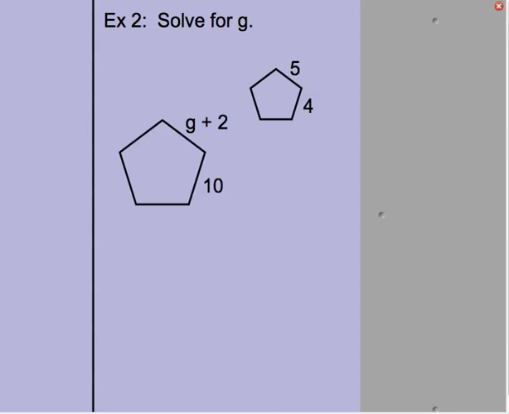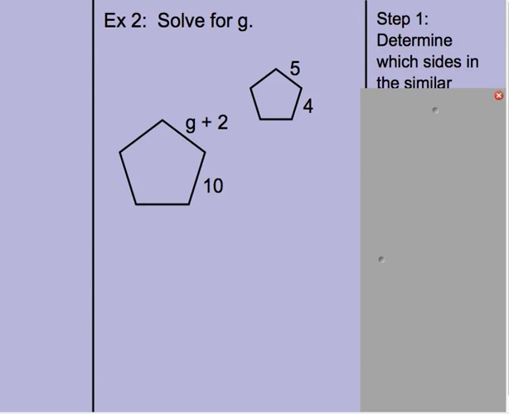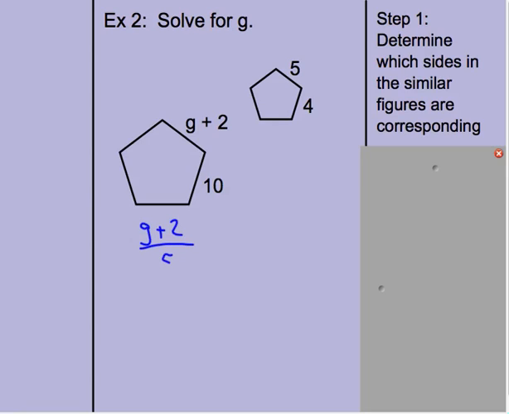Let's look at one more where there's the same orientation. This time, my side length is an expression, g plus 2, not just a variable. But the process is the same. So figure out which sides are corresponding. So I've got g plus 2 corresponds to 5, and 10 corresponds to 4. So again, notice that g plus 2 and 10, my two numerators, came from the same figure, and 5 and 4, my two denominators, also came from the same figure.